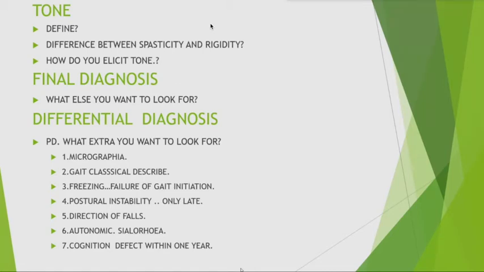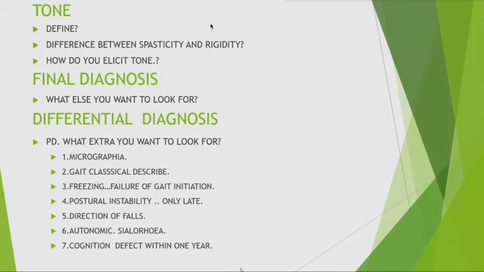What is freezing? Freezing is a difficulty to initiate the process of movement. Okay. The last part, the important points: postural instability, direction of fall, autonomic disturbance we already mentioned. The last component, cognition defect. What are the important things you'll take in the history of cognition? Usually, cognition defects are not there in Parkinson's disease. Dementia, hallucination, etc. That's correct.